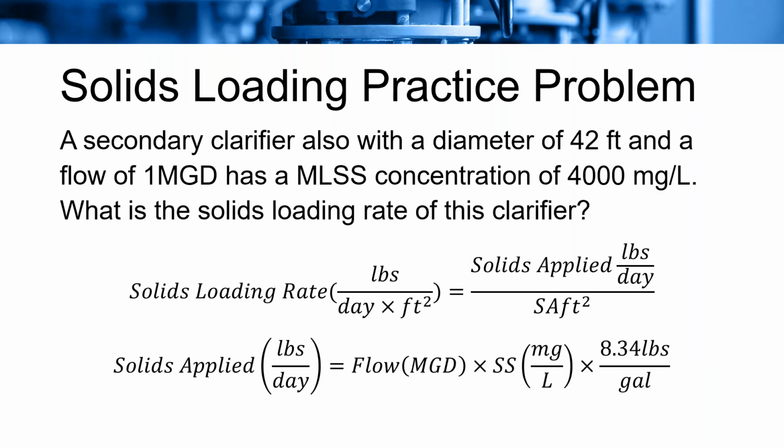Again, we're going to introduce a practice problem and let you solve it, and then I'll walk you through how to do it, because this is a pretty straightforward one. A secondary clarifier, also with a diameter of 42 feet, has a flow of 1.1 mgd. I must have left that decimal off, so apologies for that. It has an MLSS concentration, which is mixed liquor suspended solids, of 4,000 milligrams per liter. The question asks, what is the solids loading rate of this clarifier?